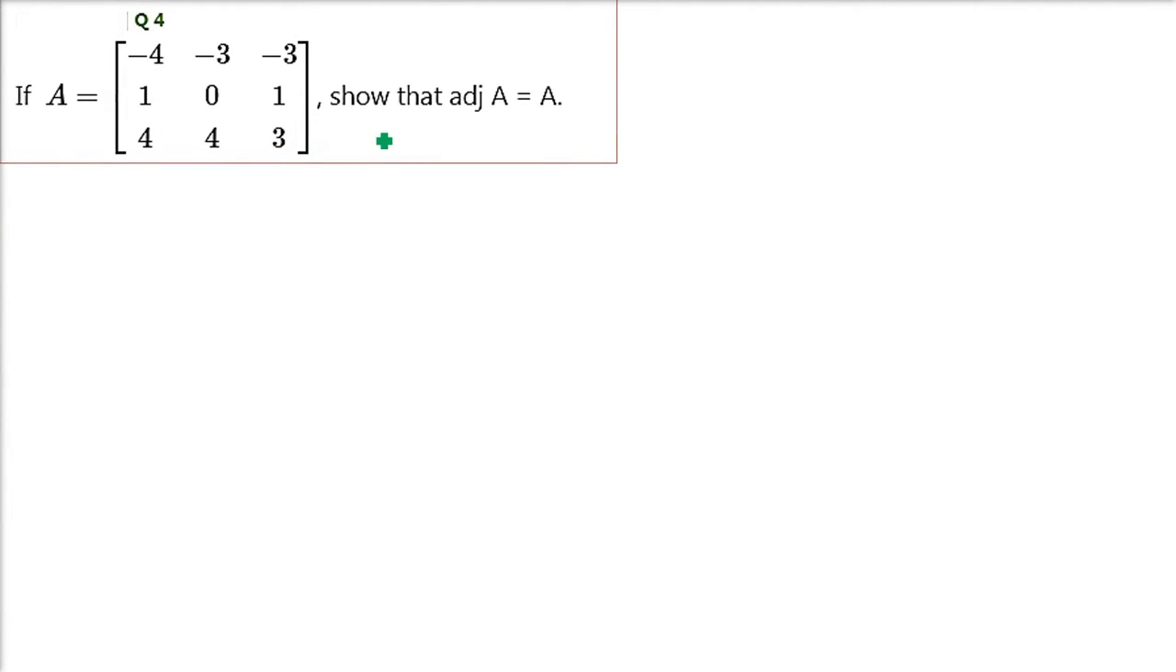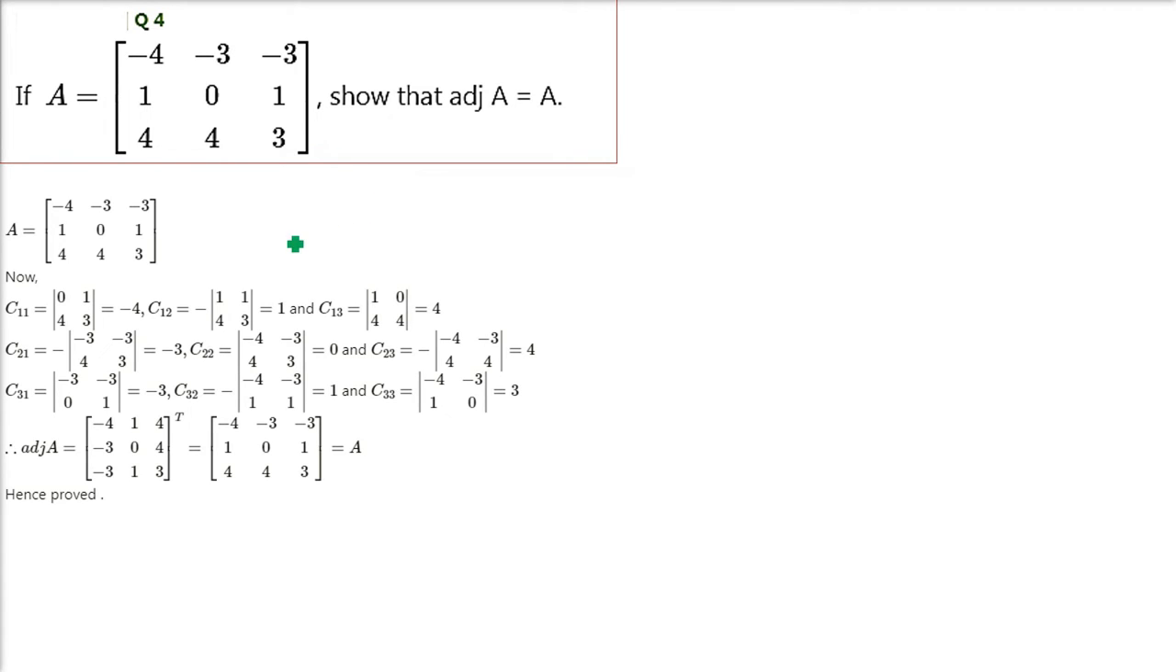So this is kind of the same question. I'll just give you an idea here. So this is the matrix. We have all the cofactors. Then this is adjoint A. And then that is the cofactor matrix. Transpose is adjoint A. And that will come as the original matrix which is given to you.